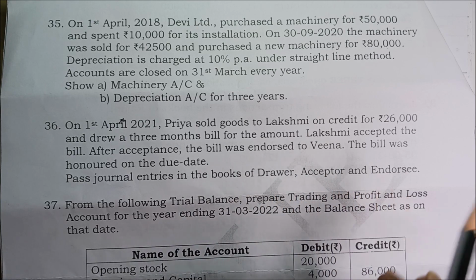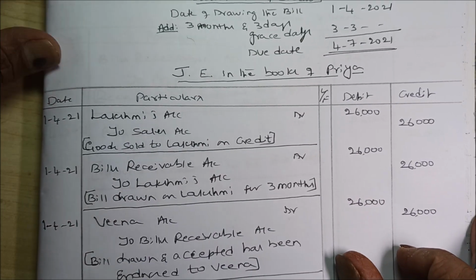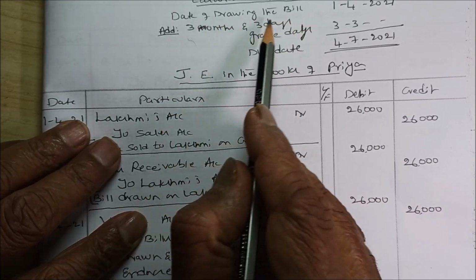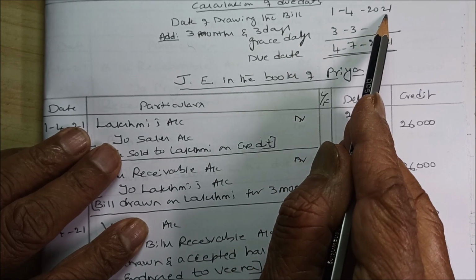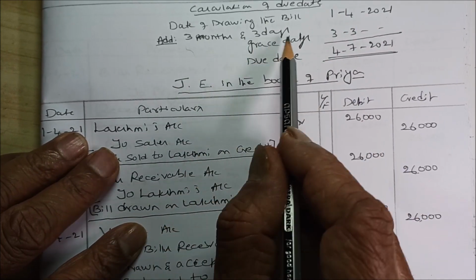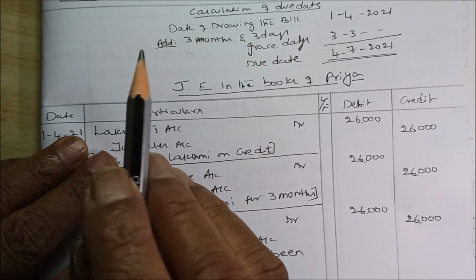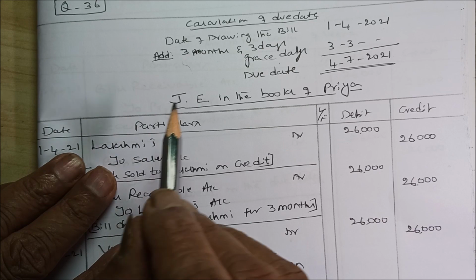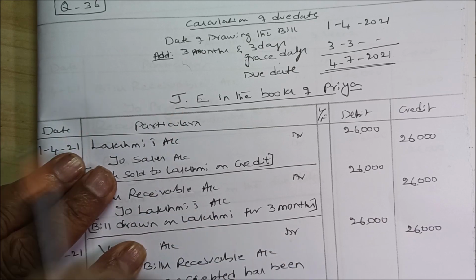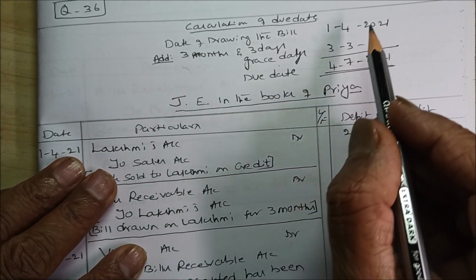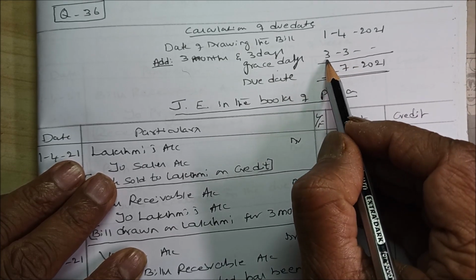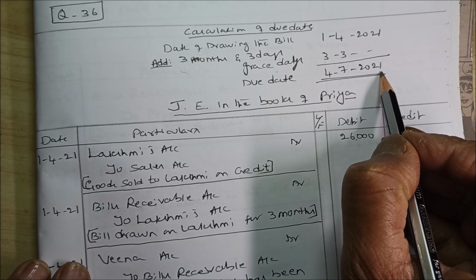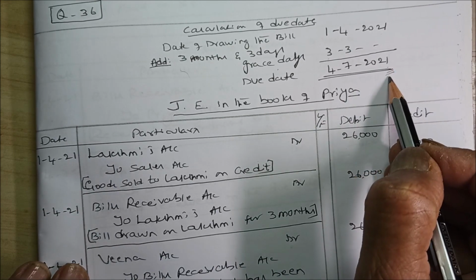Now, first we will do the calculation of due date. Date of drawing the bill is 1/4/2021. Add 3 months and 3 days grace days. Always under negotiable instrument, you have to add the number of months whatever has been given plus 3 days grace days without fail to calculate the due date. For 1/4, add 3 months and 3 days grace days, then the due date will become 4/7/2021. So, this is very important. I have written the date.